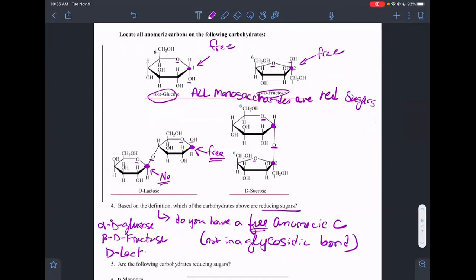D lactose. If I look at sucrose, here's an anomeric and here's an anomeric. They are both participating in the glycosidic bond. So neither one is free. So this would be no, and this would be no. It would be a non-reducing sugar, right?